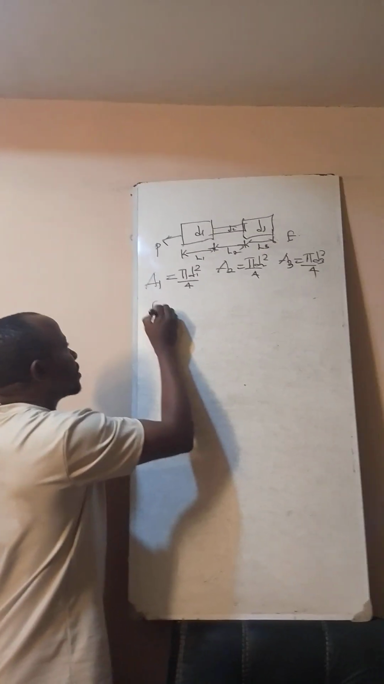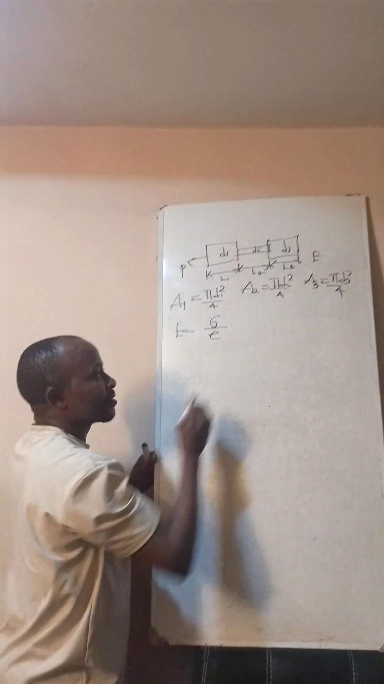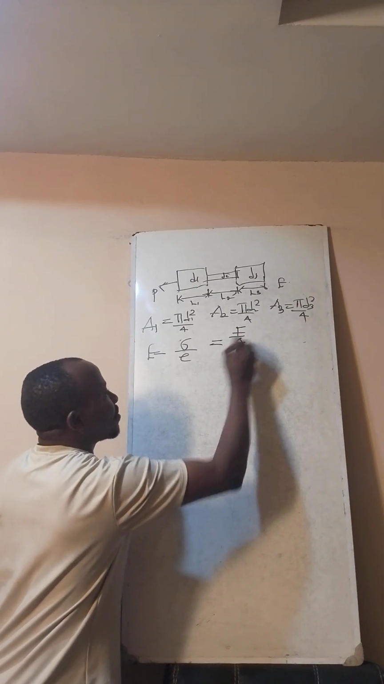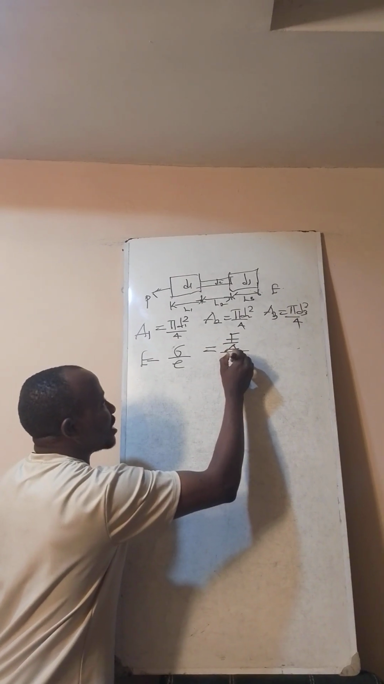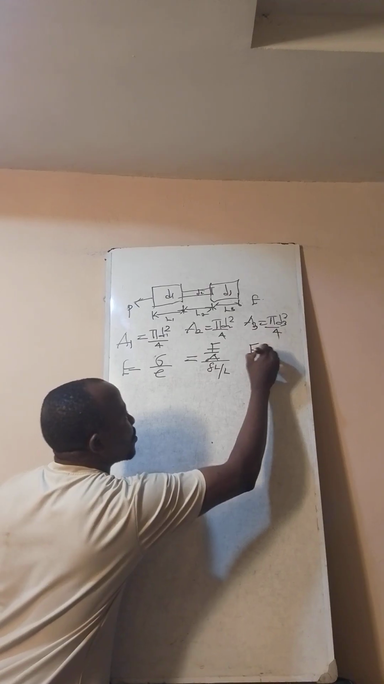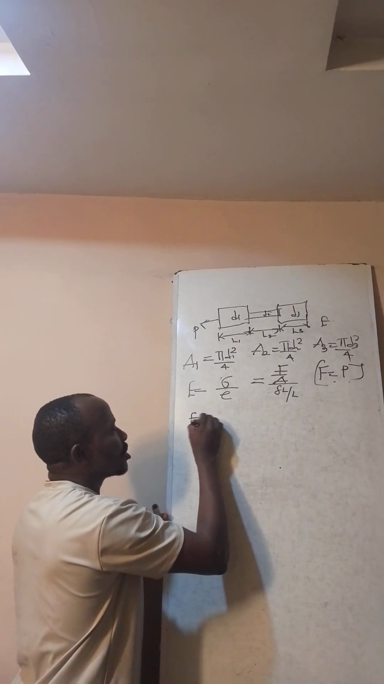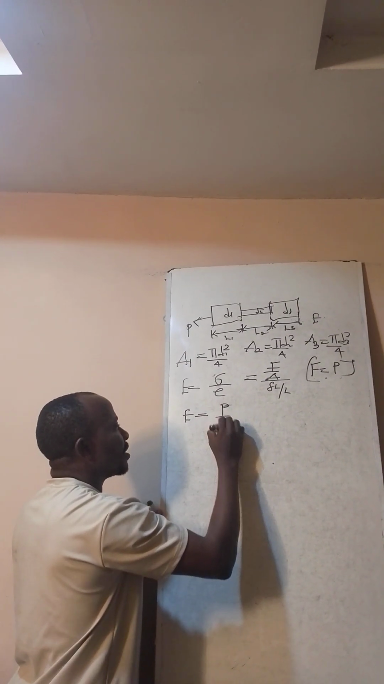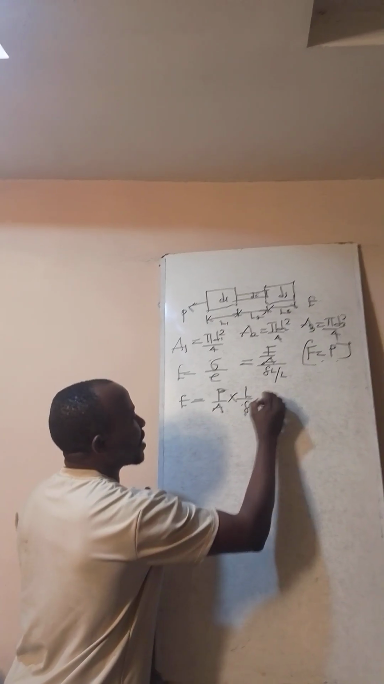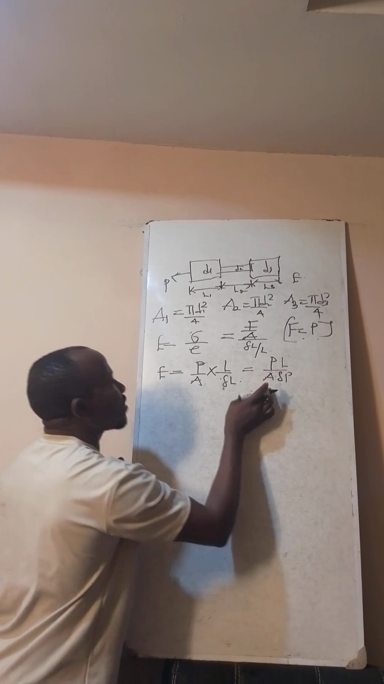What's the Young modulus? Young modulus is stress all over strain. And what is stress? It is force all over area. What is strain? It is change in length all over original length. Note, our force can also be represented as P. So from this relationship, our Young modulus is equal to force all over area times L all over change in length. Finally, PL all over area times change in length. So this is the formula for Young modulus.